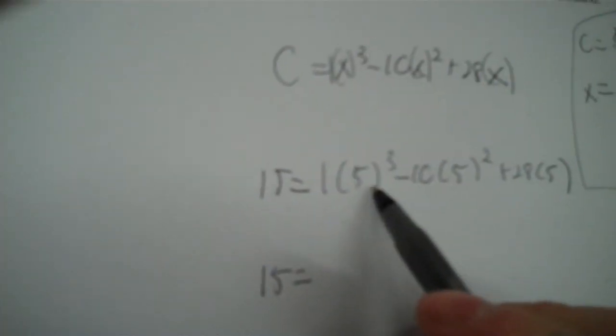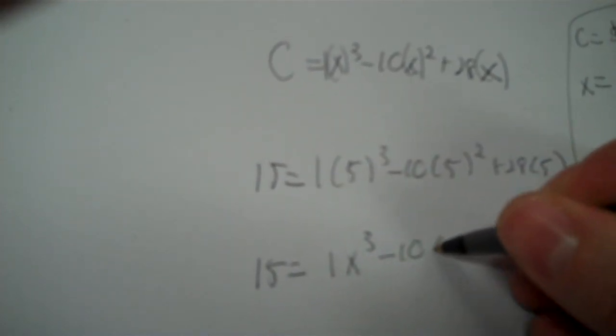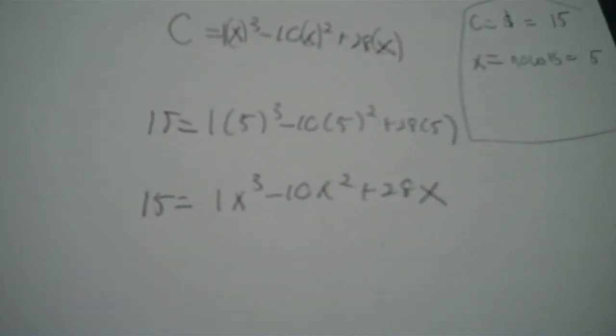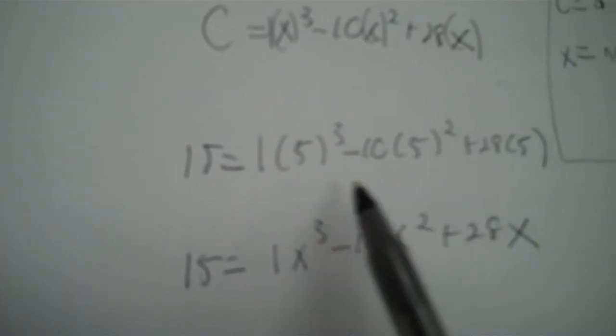Now I want to keep the cost at 15, but I want to find other x's, other numbers of novels that would cost 15. All right, so you have 3 roots, and guess what? You already know one of them. What's the number you just had in for your x? 5.